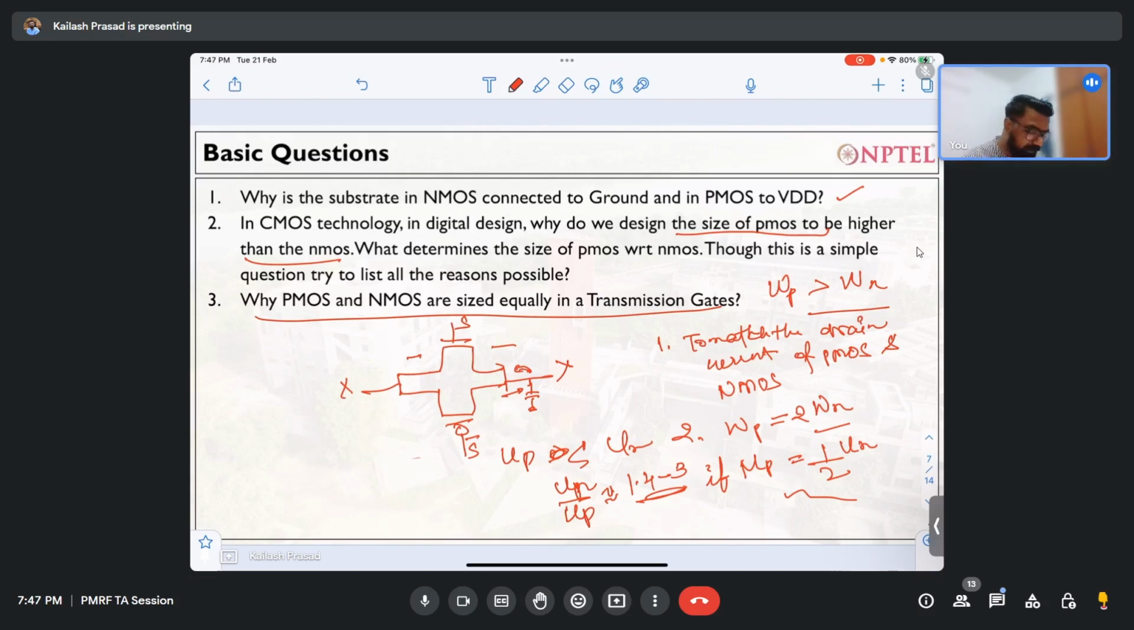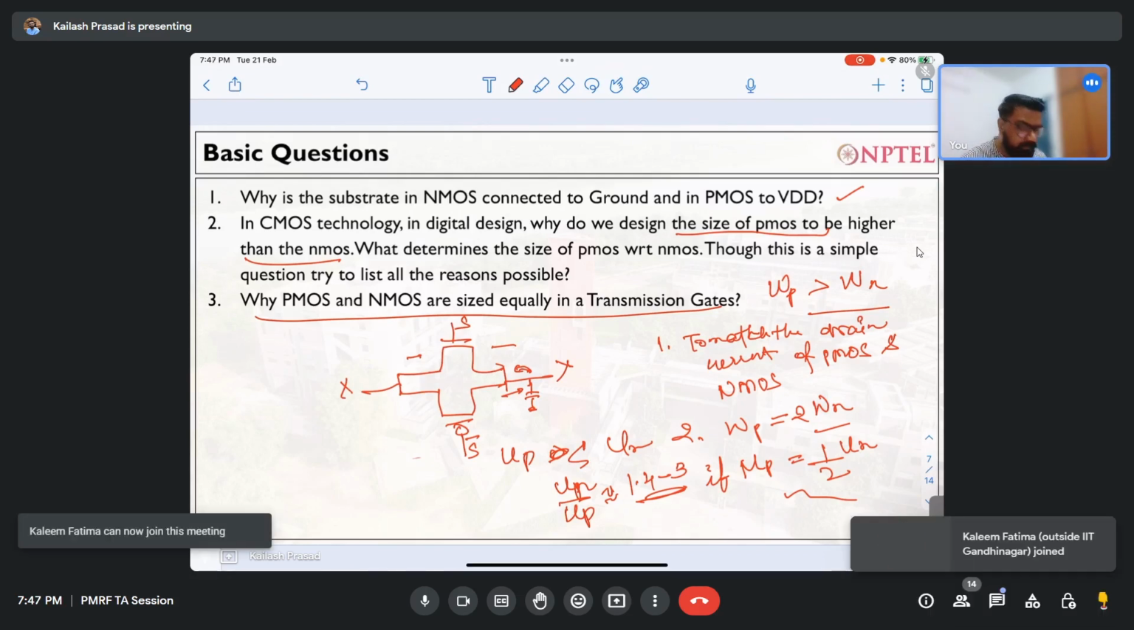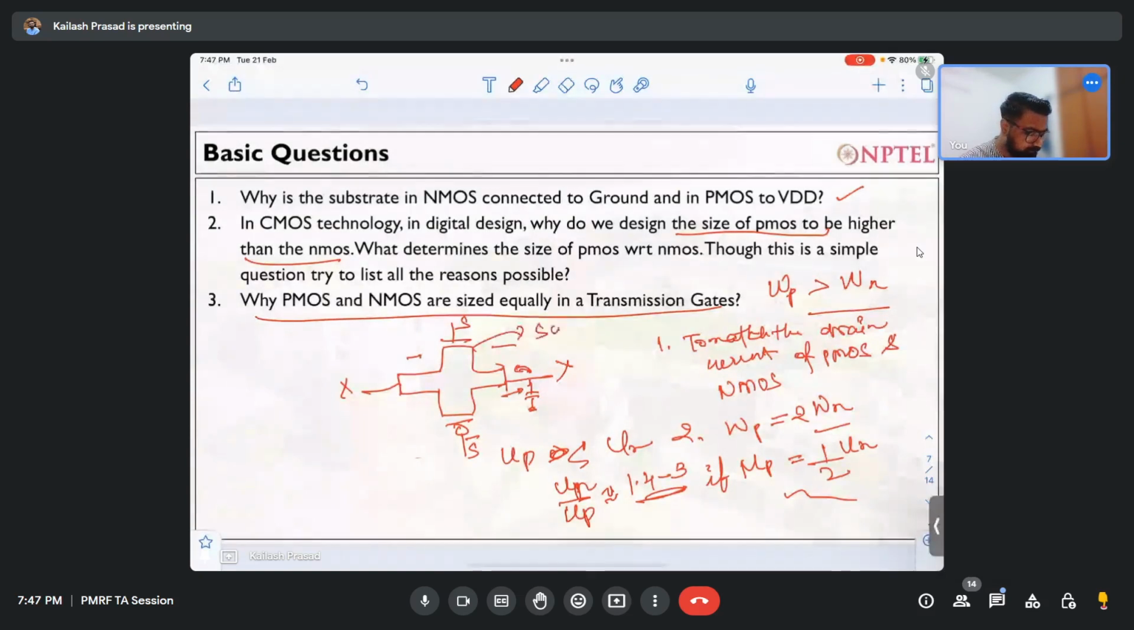Okay, so let me answer this question for you. We don't say this is a multiplexer. It's a switch. If you give S, then if S is high, the output will be going. If S is low, the output won't be going. Eventually that's a multiplexer only, but we call this a switch.